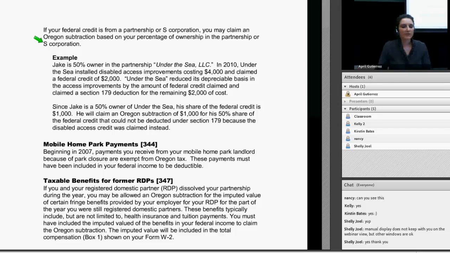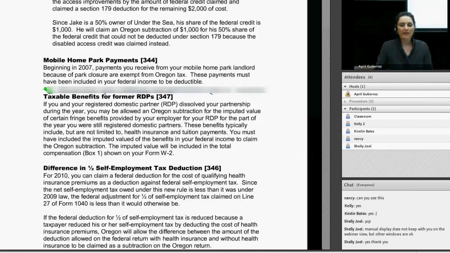For example, Jake is 50% owner in the partnership Under the Sea LLC. In 2010, Under the Sea installed disabled access improvements costing $4,000 and claimed a federal credit of $2,000. Under the Sea reduced its depreciable basis in the access improvements by the amount of the federal credit and claimed a Section 179 deduction for the remaining $2,000 of cost. Since Jake is a 50% owner of Under the Sea, his share of the federal credit is $1,000, and he will claim an Oregon subtraction of $1,000 for his 50% share of the federal credit that could not be deducted under Section 179 because the disabled access credit was claimed instead.